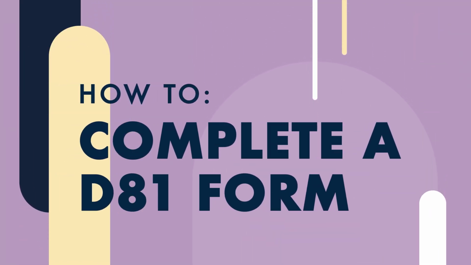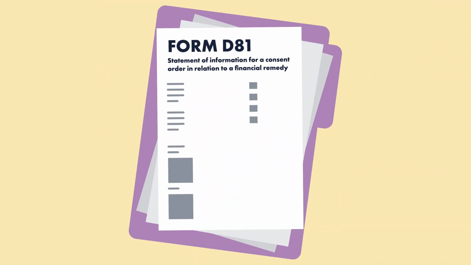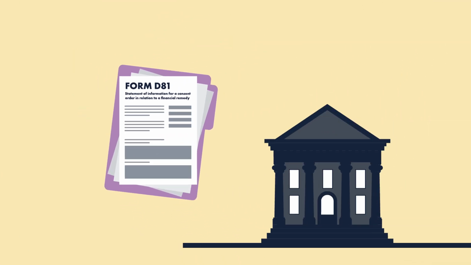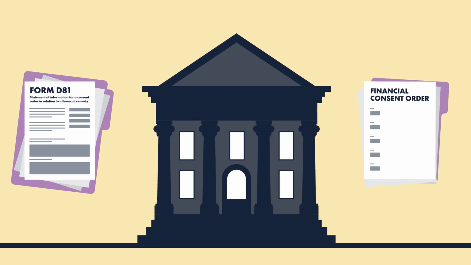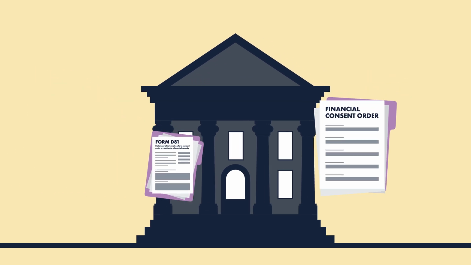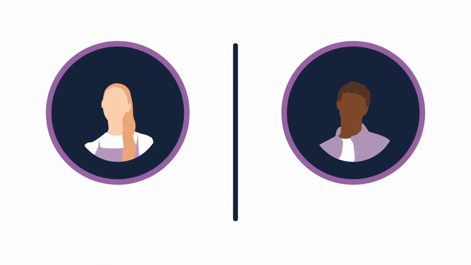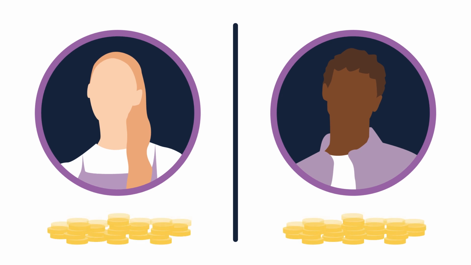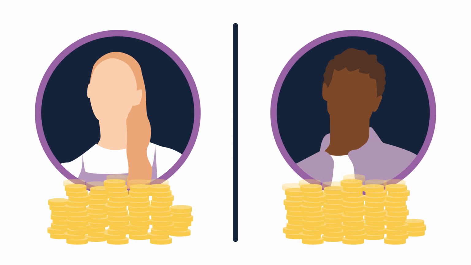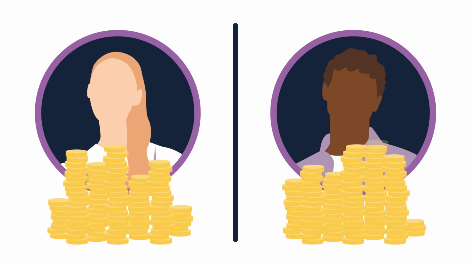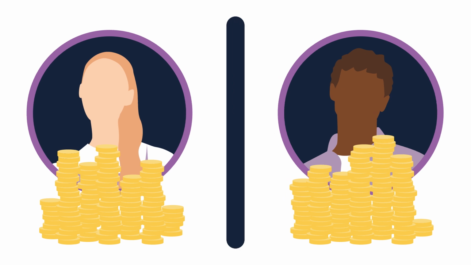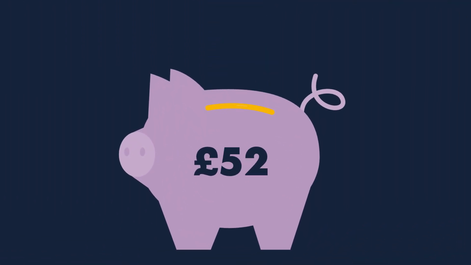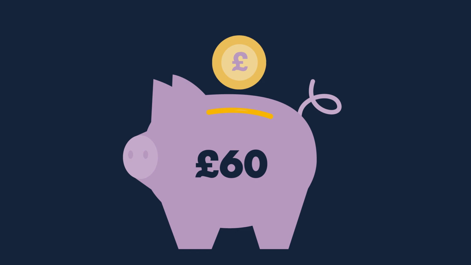In this video we will look at the role of Form D81. Form D81 is a compulsory form to be submitted to the court alongside your draft financial consent order, as it sets out all of the financial information that the settlement reached is based on. Your financial consent order is the agreement you and your ex-spouse have come to about the division of your finances on divorce. This draft order costs £60 to submit to the court at the time of this video.